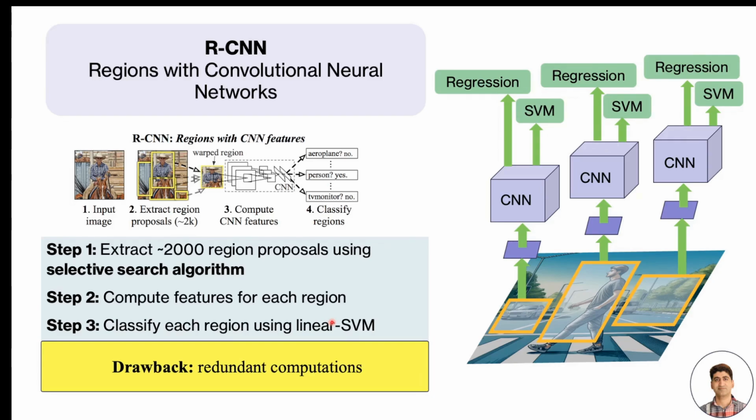However, the major drawback of RCNN is that it has too much redundant computation. As you can see, given this input image, we compute about 2000 region proposals, and that means for one image, we have to run the CNN model around 2000 times, one per region. Next, we will see how the RCNN model evolved to reduce this redundancy.